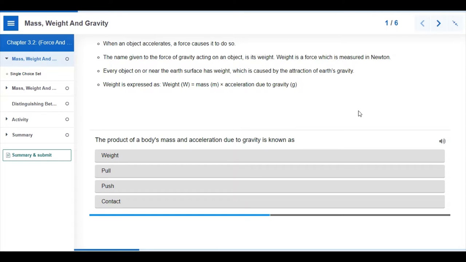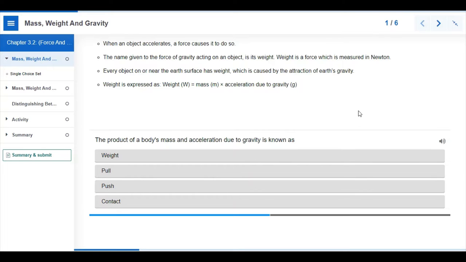When an object accelerates, a force causes it to do so. The name given to the force of gravity acting on an object is its weight. Weight is a force which is measured in newtons. Every object on or near the Earth's surface has weight, which is caused by the attraction of Earth's gravity. Weight, symbol W, is equal to mass, symbol M, times acceleration due to gravity, symbol G. Do not forget that it's measured in newtons.